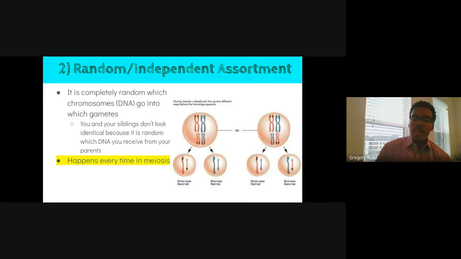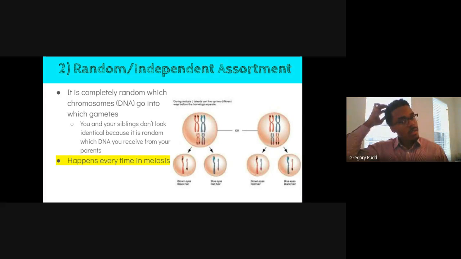The second type of genetic variation also always happens during meiosis, and it's random assortment, also known as independent assortment. And what this means is that you cannot predict which DNA has gone into which gamete. So this also contributes to every single sperm cell and every single egg cell. Keep in mind that those are our gametes. Every single one of them is different than the other.